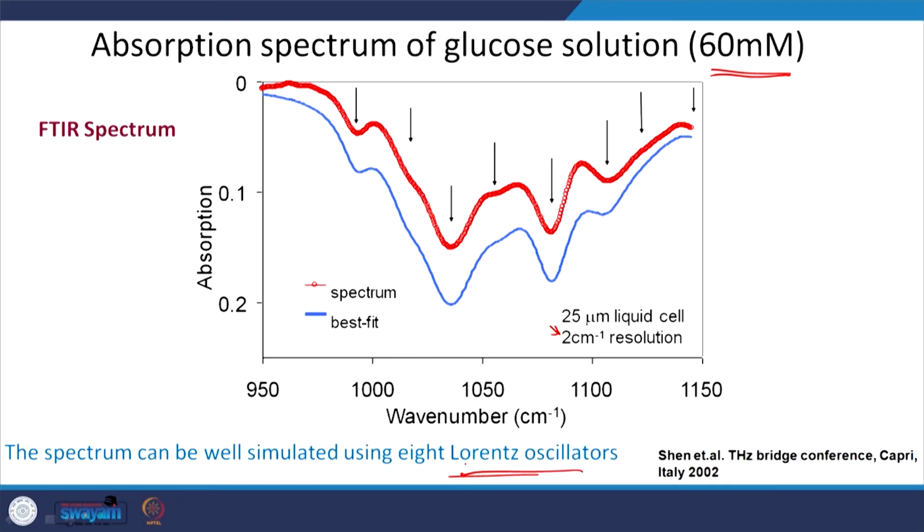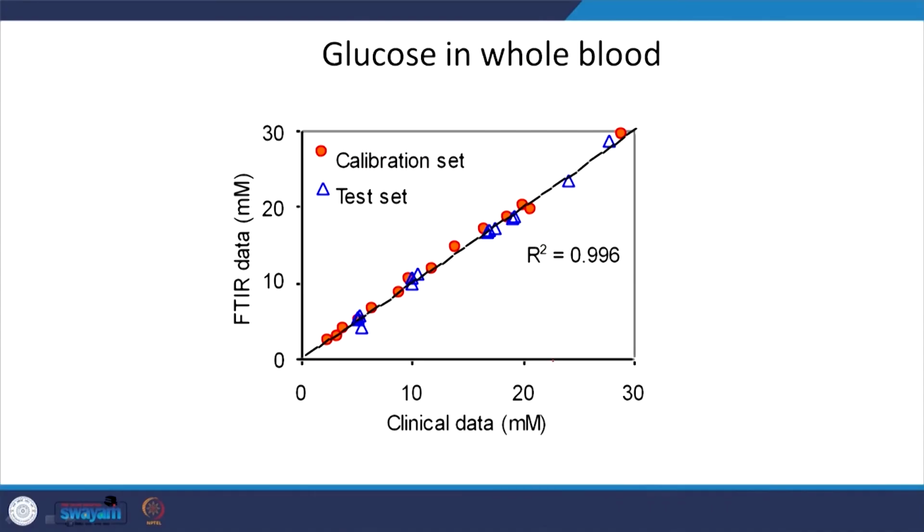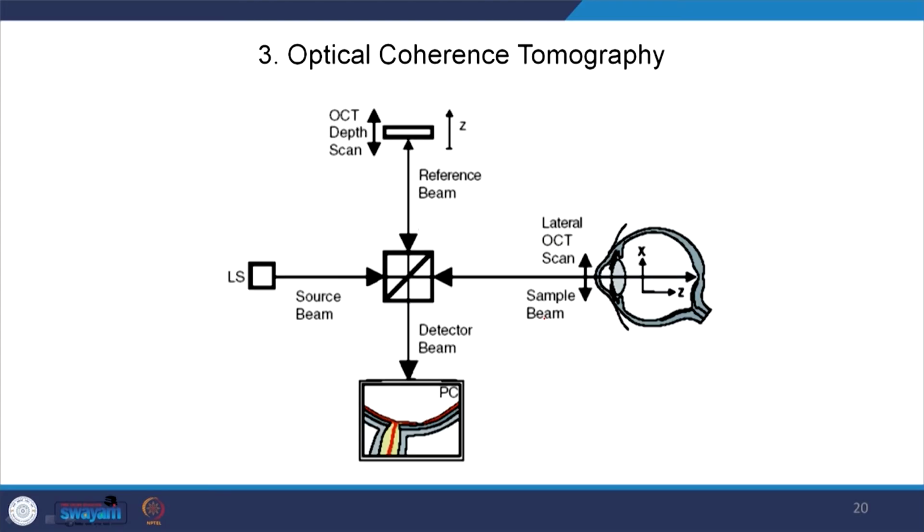So, what you do is that you have a Lorentz oscillator model of this system and then you make IR wavelength incident on it. So, that is what you can do. Using this technique, for FTIR data and clinical data you can see that there is a very fair match. So, you can use it for determination of glucose in whole blood.